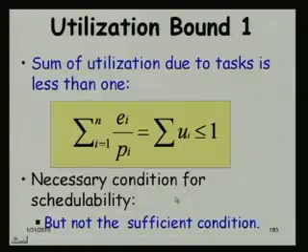But for EDF this is both the necessary and sufficient condition, but here for RMA this is a necessary condition. If it is less than 1, then there is a chance that it will be schedulable, but it is not the sufficient condition, we will have to test further.